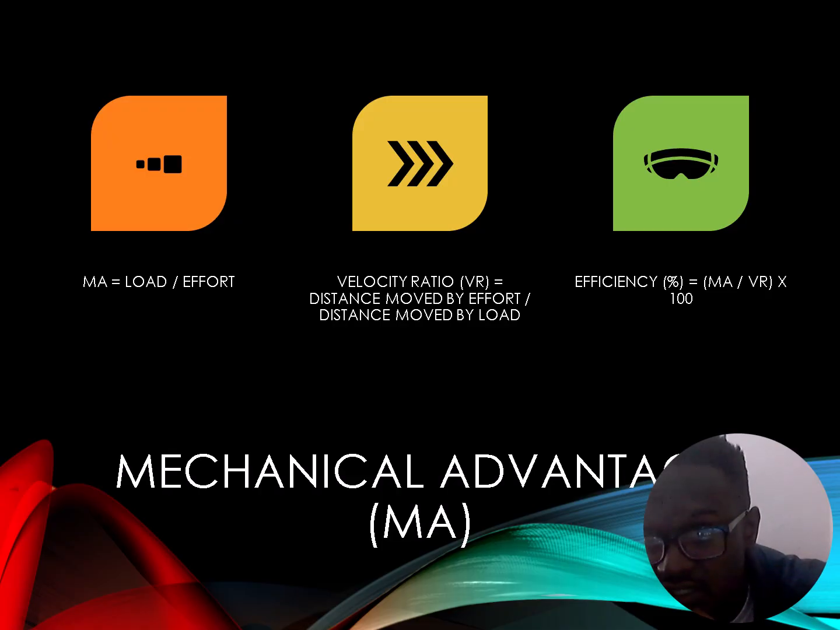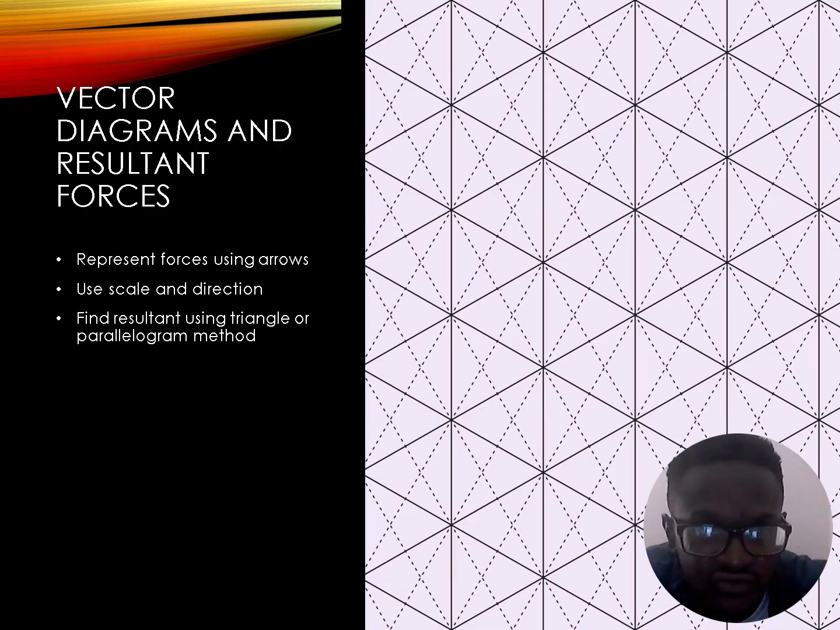And now we're going to look at vector diagrams and resultant forces. Our vectors are represented by arrows. We are using arrows to represent our forces, whether it's positive or it's from tail to head or head to tail. And we use scale and direction because a vector has both magnitude and direction.